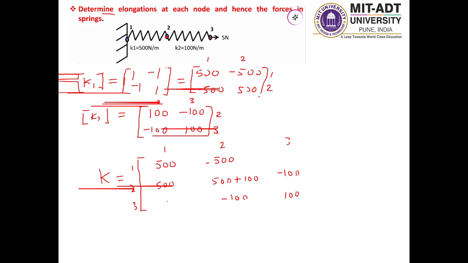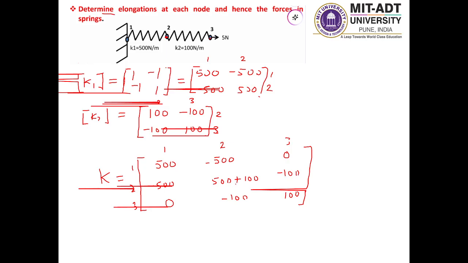So here you will not find any element, and here also I have to put 0. So this is your global stiffness matrix. Now here I have found the global stiffness matrix.